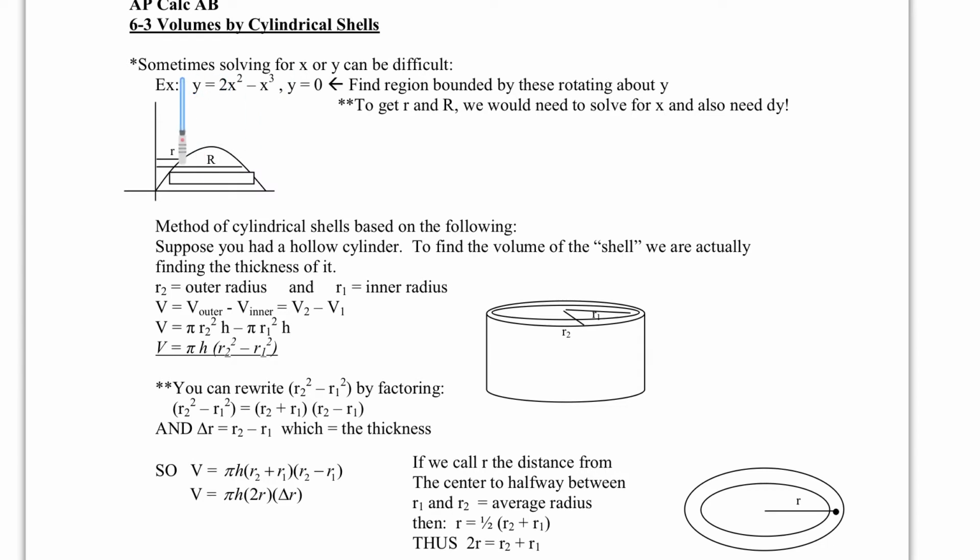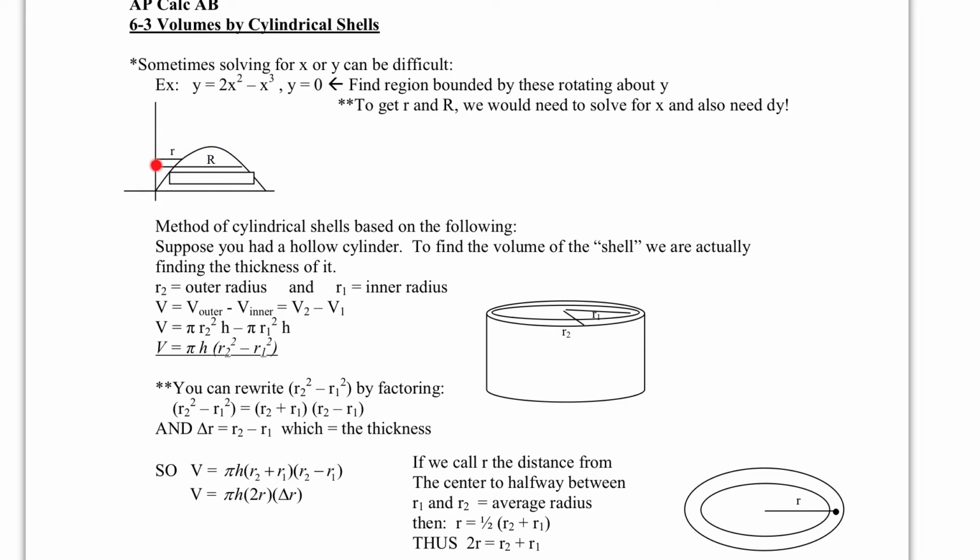Suppose we had this equation: y equals 2x squared minus x cubed and y equals 0. So we're bounded by this parabola, or this cubic function, sorry, and y equals 0. And we want to find the region bounded by these rotating about the y. So in this case, we're going to rotate this way, about the y.